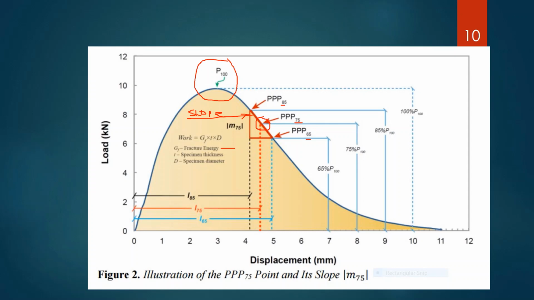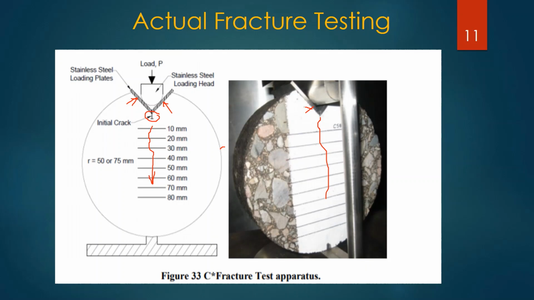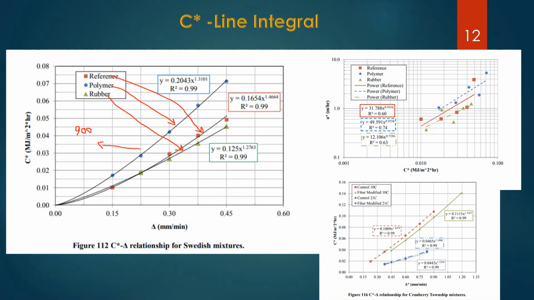It's not fracture. When you start looking at the fracture, that is the actual fracture testing, you take the same Marshall stability samples with two wedges and initiate a crack, and you start loading these two wedges, and the cracks start propagating. So you measure when the crack reaches 10 millimeters, 20 millimeters, and so forth. That's the actual test method that measures the fracture of a static fracture method, which is the energy under the curve developed in the testing method, called the C-star line integral.